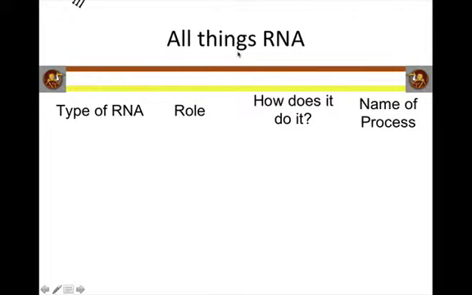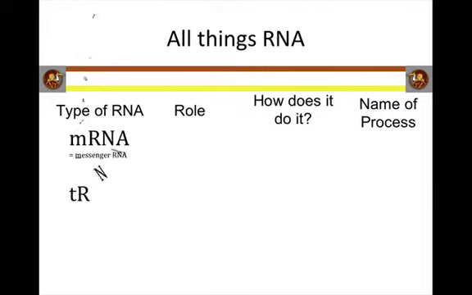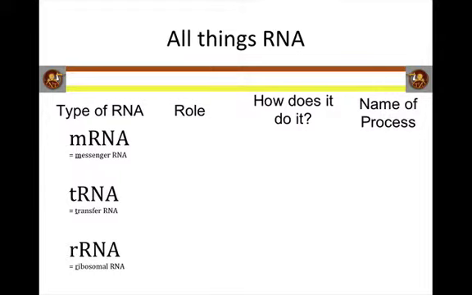That's on the top. Along the sides, you're going to have a row for mRNA, which is messenger RNA. You're going to have a row for tRNA, which is transfer RNA. And lastly, you'll have a row for rRNA, which is ribosomal RNA. So if you want to go ahead and pause the video for a second and get your chart set up, I'm going to continue on to go through the chart.